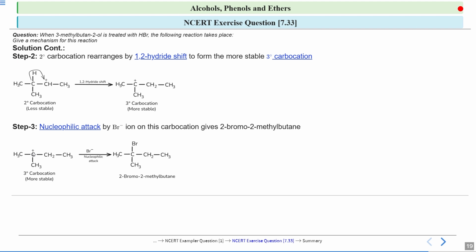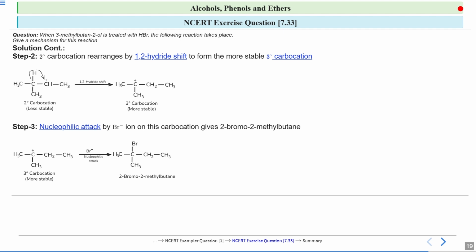This is a carbocation which is electron deficient, so it will act as an electrophile. And Br minus, that is bromide, will act as a nucleophile. So this nucleophile will attack this electrophile and you will see bromine get attached to this position. So you will get 2-bromo-2-methylbutane. So this was the three-step mechanism.